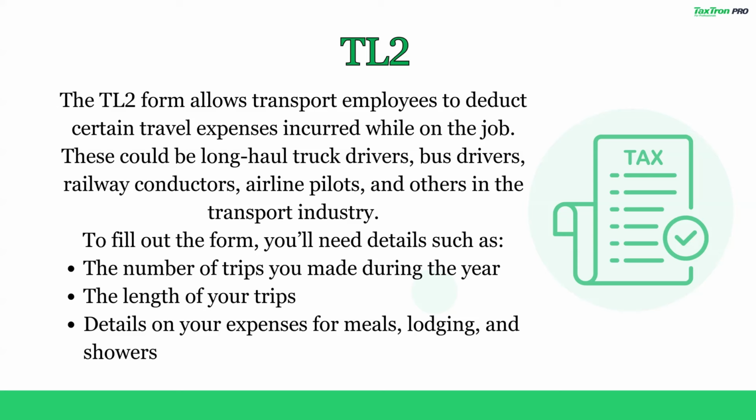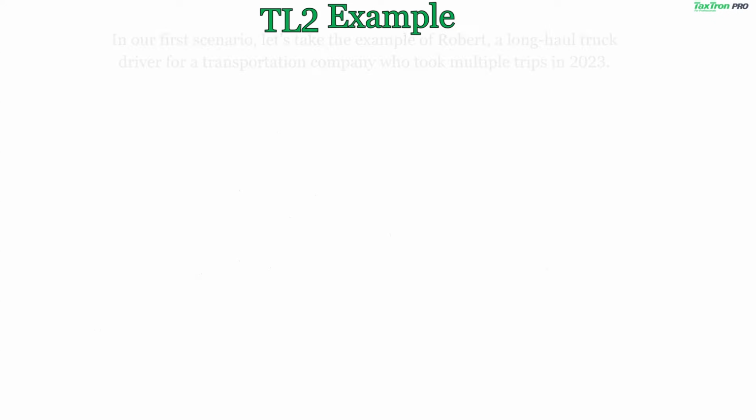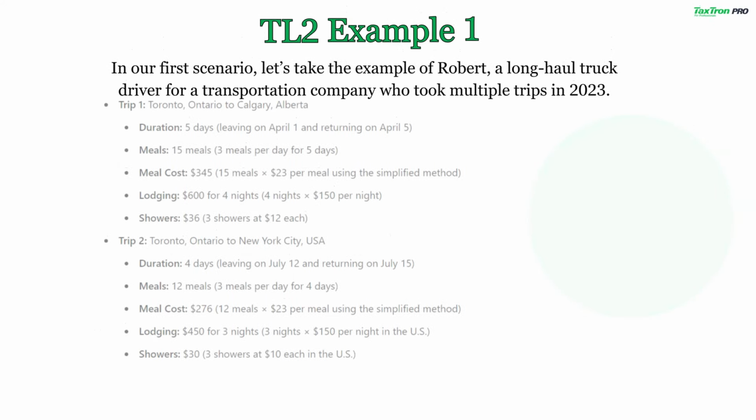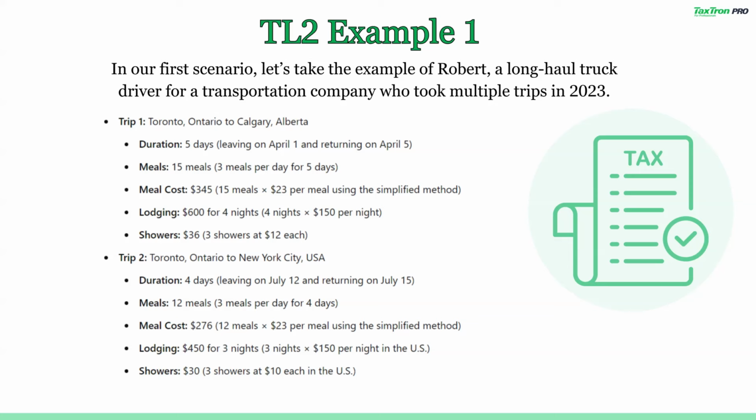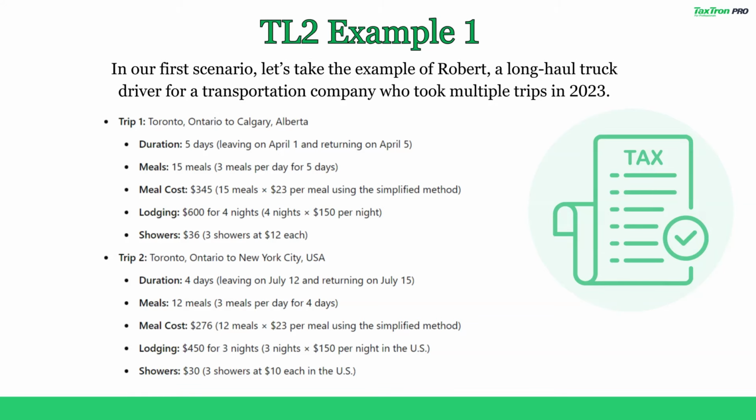To fill out the form, you'll need details such as the number of trips you made during the year, the length of your trips, details on your expenses for meals, lodging, and showers. To make this clearer, let's walk through a real-life example of how you would fill out the TL2 form based on your trips and expenses.